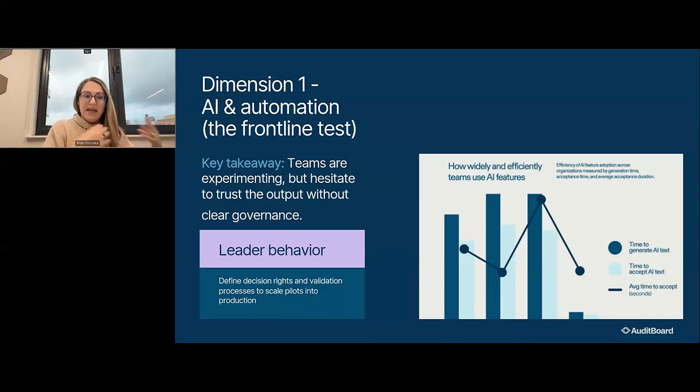Beyond efficiency gains, AI and automation are really redefining the audit function itself. Teams are using generative AI to draft narratives, accelerate control mapping, and analyze evidence at scale, which is awesome. It's reducing cycle times from weeks to days. That frees up auditors from repetitive tasks and allows you to have more time to think strategically and say, hey, wait a second, I'm noticing that this control has failed continuously over the last year or two.